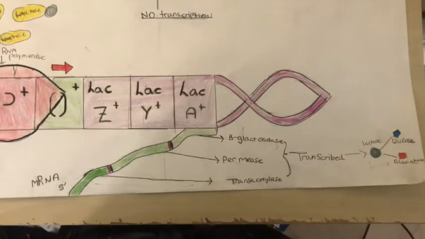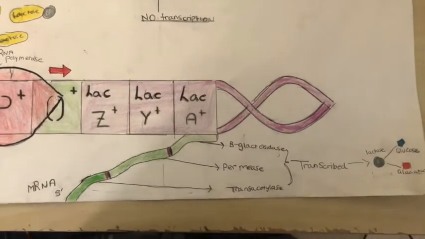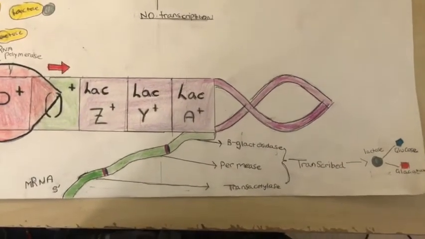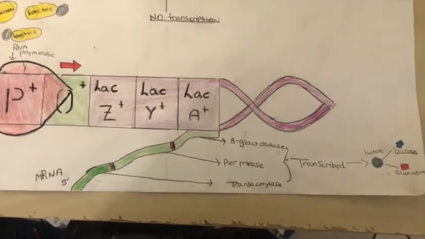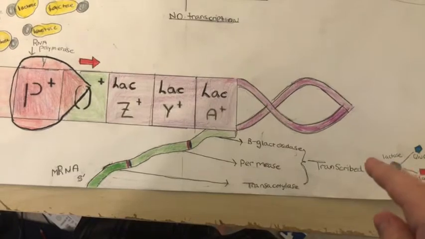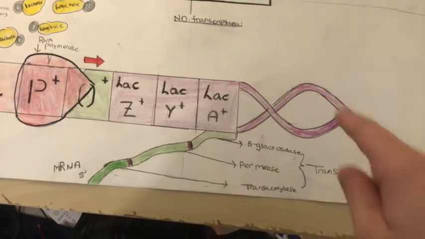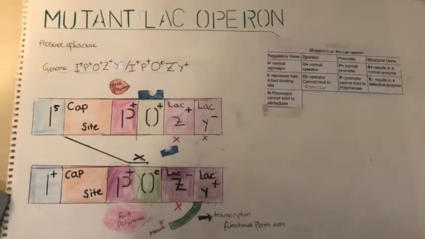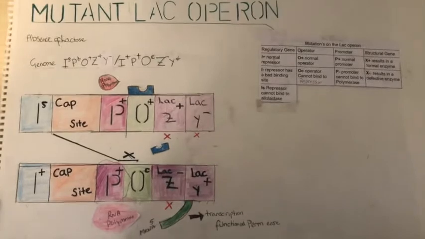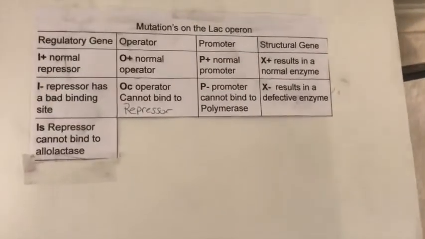These transcribed enzymes are able to interact with lactose and create glucose and galactose, which are monosaccharides. Also, beta-galactosidase can interact with lactose and, in a positive feedback loop, create the allolactose used by the repressor. There are several mutations, though, that can happen in the Lac Operon, as seen in the chart right here.